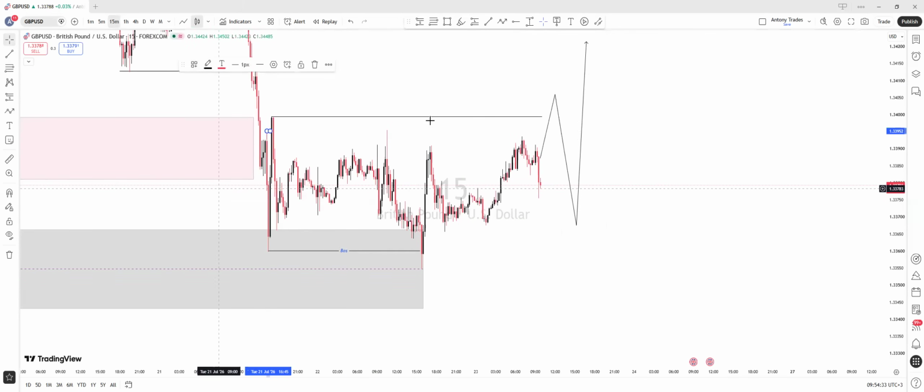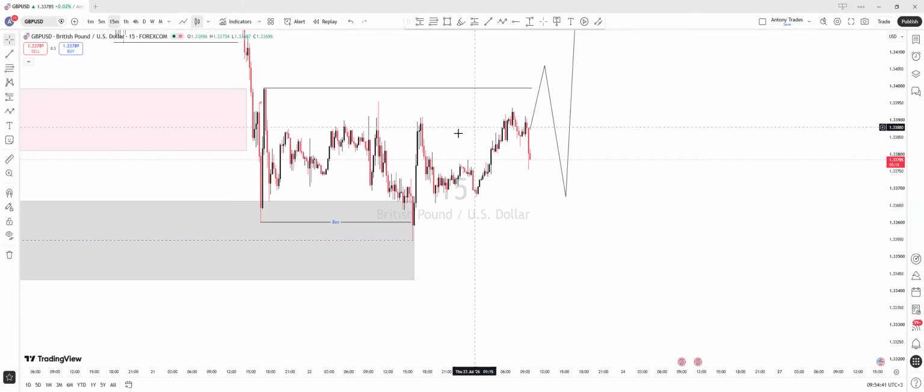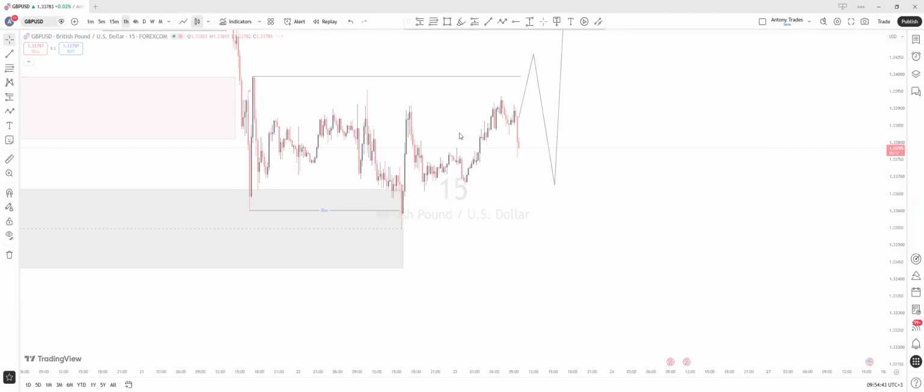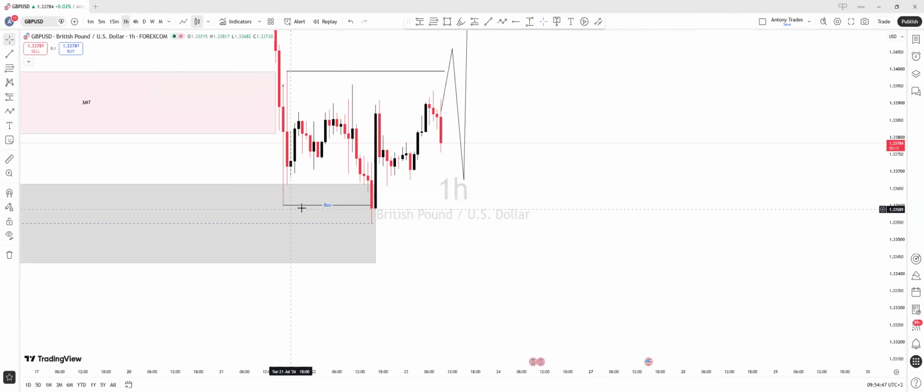As I've said, we are waiting for the market to take out this high. So once we have a candle closing above this high, we wait for a pullback, then we join for our buy. From the 1 hour time frame, even that is how you confirm your break of structure actually.